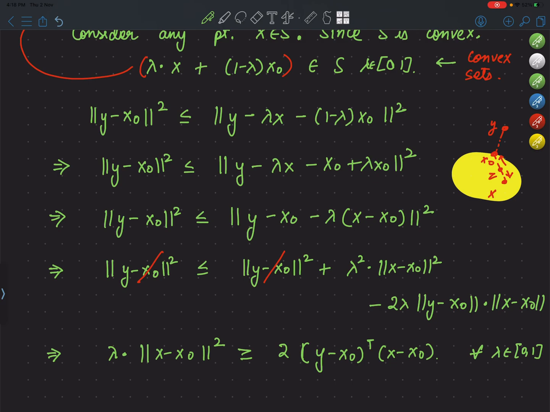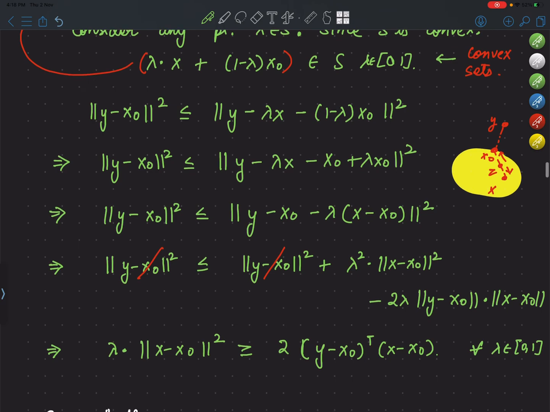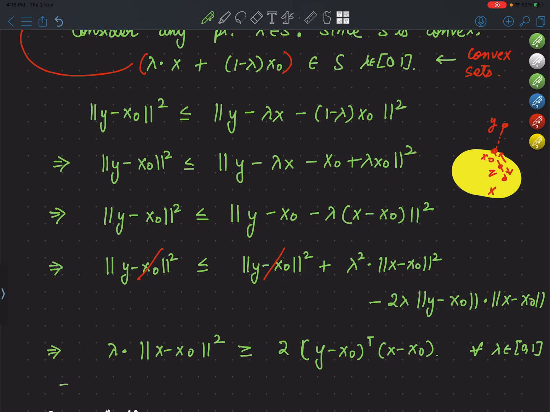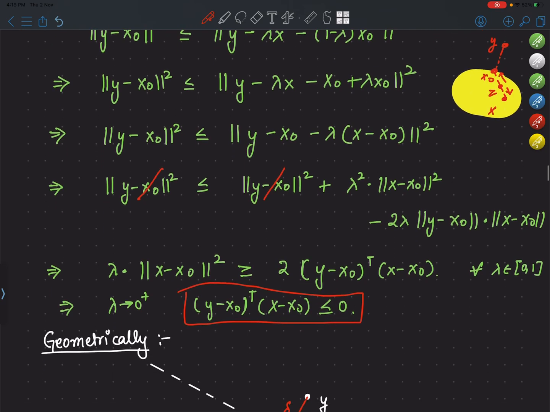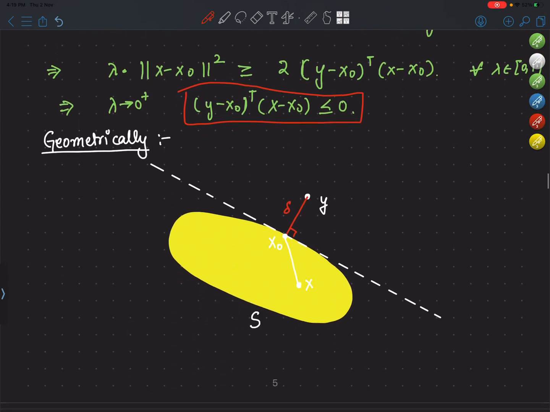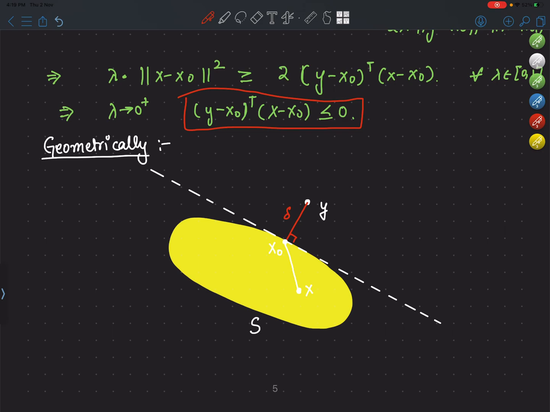Which means we can also take the limit lambda tends to 0 plus, by which the result follows that (y minus x naught) transpose (x minus x naught) is less than or equal to 0. So this is the result which we have proved, and hence the theorem is proved. Now let's relook at this theorem geometrically.